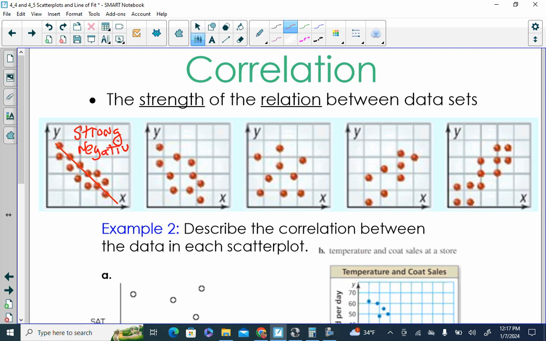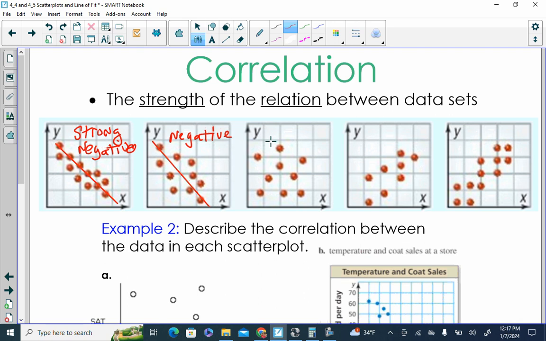What makes it strong is the fact that the points are tightly collected along a general line that goes from left to right. Whereas when we look at the second example, we see that the values still tend to go down from left to right, but they're not so strongly centered around the line, right? There's a lot more space around that line. So this would still be a negative correlation, just not as strong, right? And it's not as strong because the points are not as close to a line that goes down from left to right.